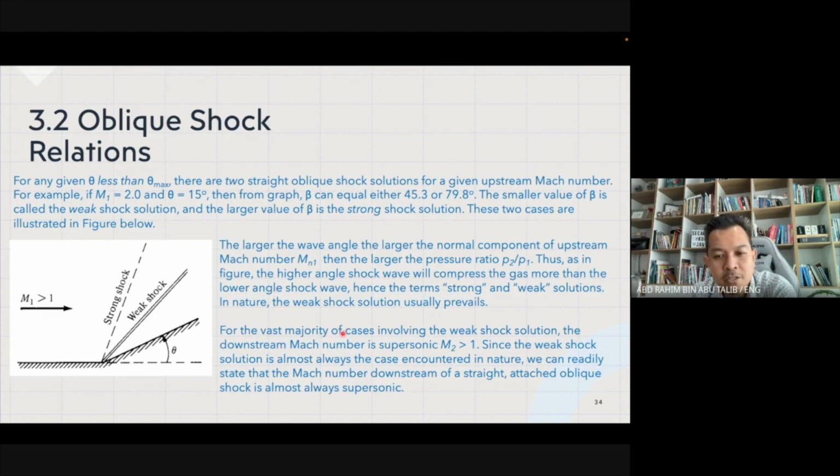For the vast majority of cases involving the weak shock solution, the downstream Mach number is supersonic, so M2 is more than 1. And since the weak shock solution is almost always the case encountered in nature, we can readily state that the Mach number downstream of a straight attached oblique shock is almost always supersonic.